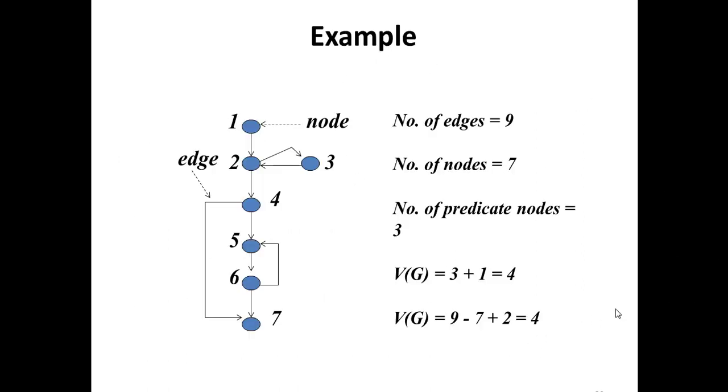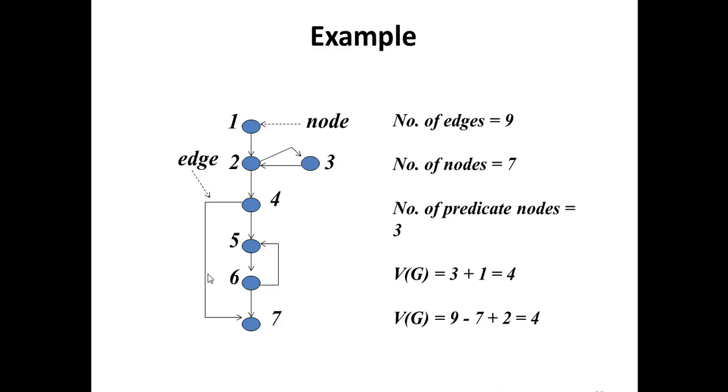Now with the help of this example, we will try to understand how we can calculate cyclomatic complexity. Here we have a graph, and a graph is of course a collection of edges and nodes. So we have nodes over here: 1, 2, 3, 4, 5, 6, 7. We have 7 nodes, and then we have the edges. We have a total of 9 edges over here: 1, 2, 3, 4, 5, 6, 7, 8, and then this one is 9.